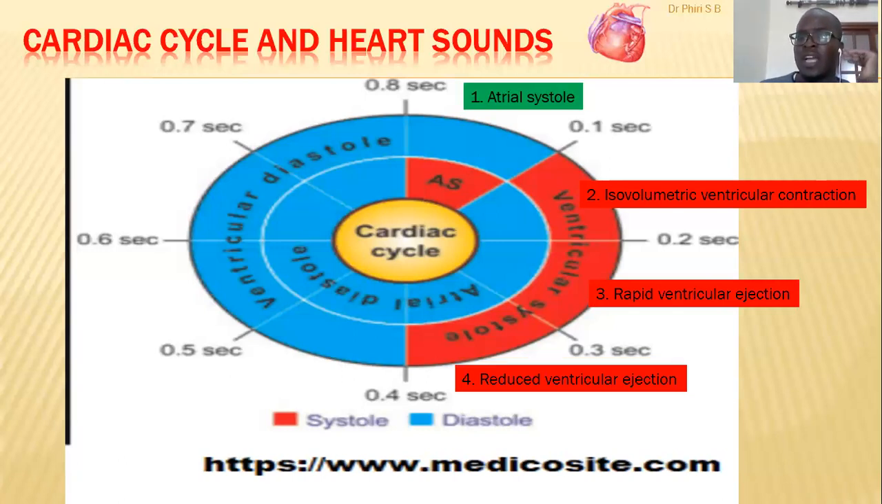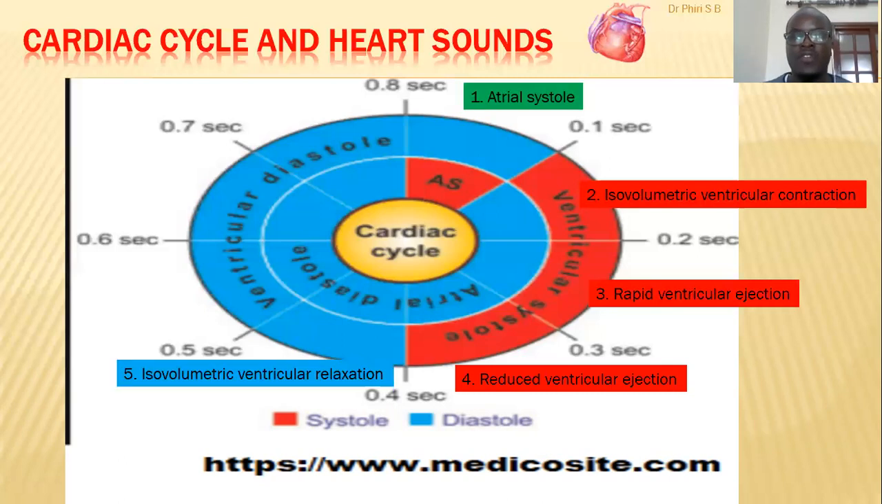Then after reduced ventricular ejection, it means that the ventricles now will start relaxing because they have contracted. You have ejected blood into the aorta and the pulmonary trunk. So now the ventricles have to relax to fill with blood again. After reduced ventricular ejection, you have now diastole starting here. The diastole is also divided into 3 phases. So from phase 4, you are going to phase 5. Phase 5, you have isovolumetric ventricular relaxation. After that, you're going to have rapid ventricular filling.